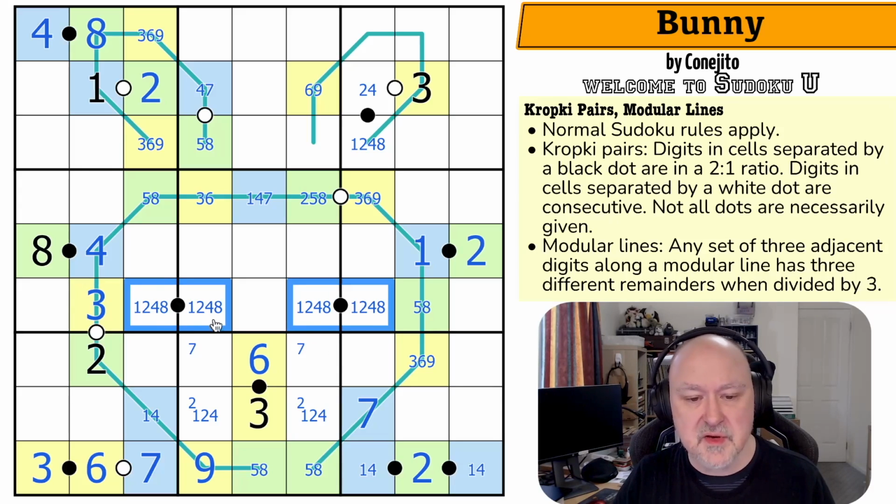Because 1, 2 works. 2, 4 works, but I'll get to why it doesn't in a minute. 3, 6 doesn't. I don't have a 3. 4, 8 works, and we know everything above that doesn't. But if I put 2, 4 on one of these dots, the other one would have to be 1, 8, which is not in a 2-to-1 relationship. So one of these is 1, 2, and the other one is 4, 8.